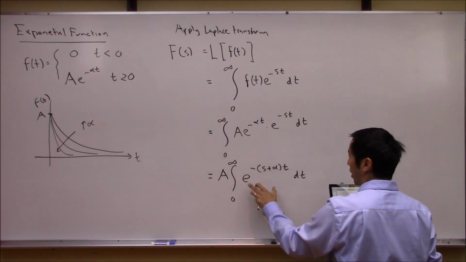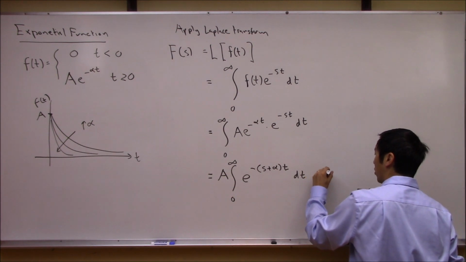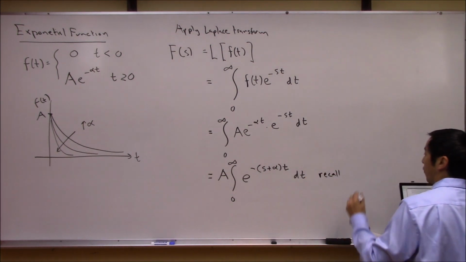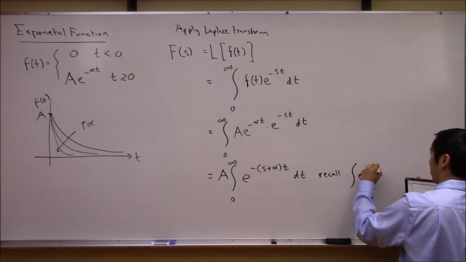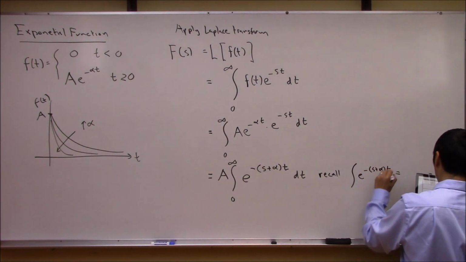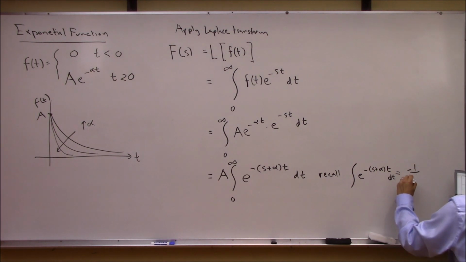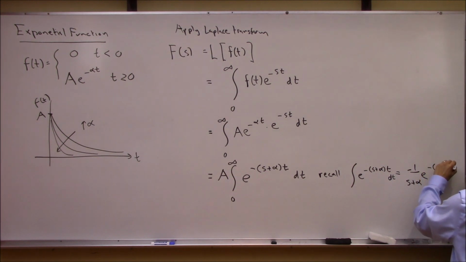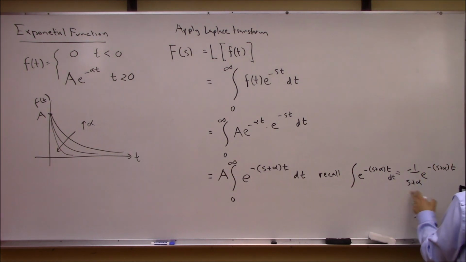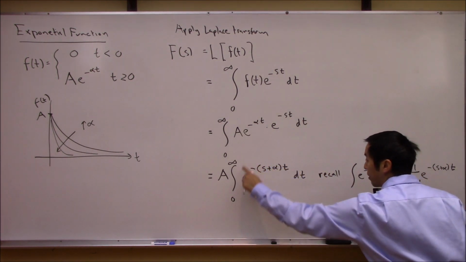This is just your typical exponent. So if you recall, let's do the indefinite integral of this first. The indefinite integral of e to the minus (s plus alpha) t dt is minus 1 over (s plus alpha) times e to the minus (s plus alpha) t. Here's the indefinite integral. So for the definite integral, I just need to evaluate this at the upper limit minus the lower limit.